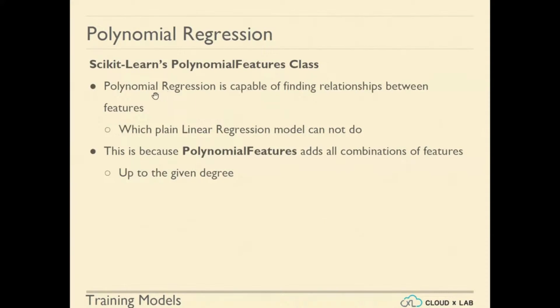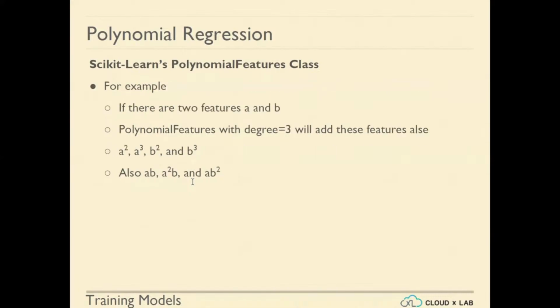So this I have already discussed. Polynomial regression is capable of finding non-linear relationships where we cannot use linear models. In that case, we can use polynomial regression. Because we are adding polynomial features, we can now capture the non-linear relationship present in the data.